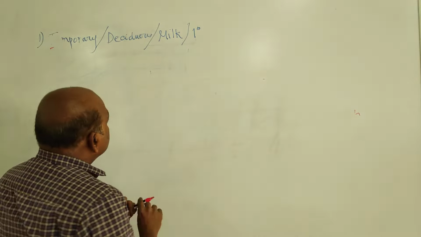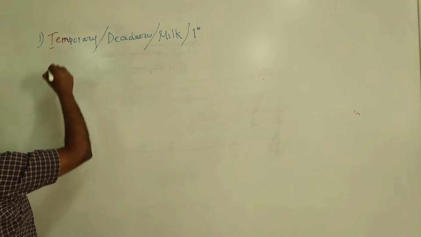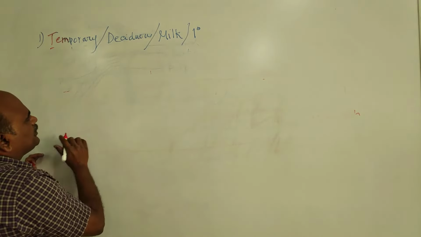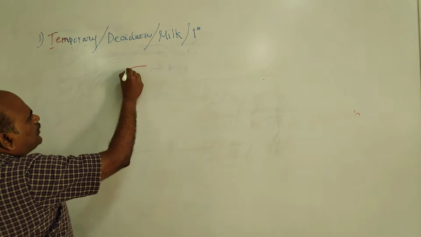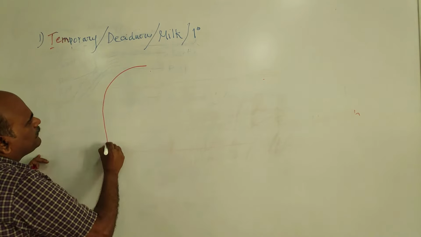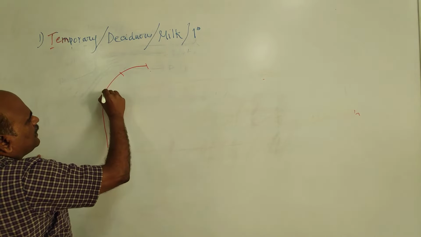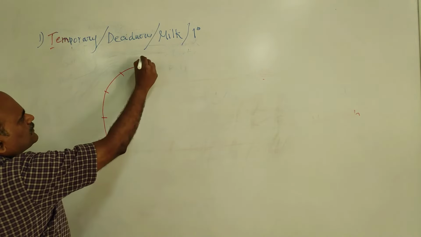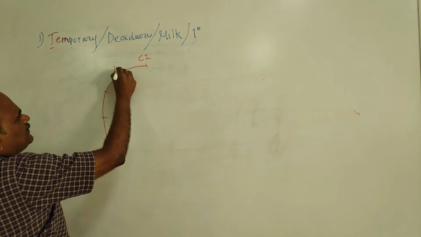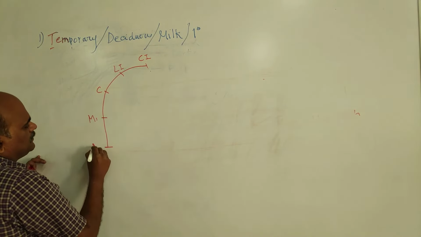Now, let us see when the temporary teeth erupt, the age of eruption of these temporary teeth. For that, I will draw a quadrant like this: central incisor, lateral incisor, canine, first molar, second molar.